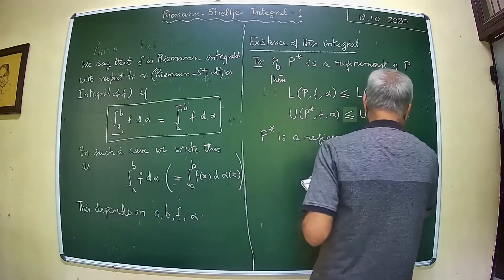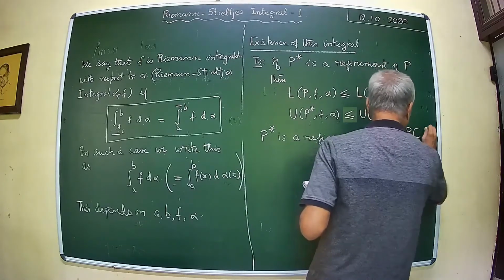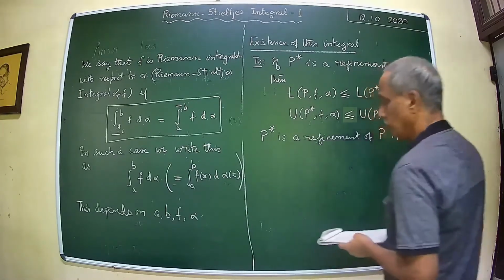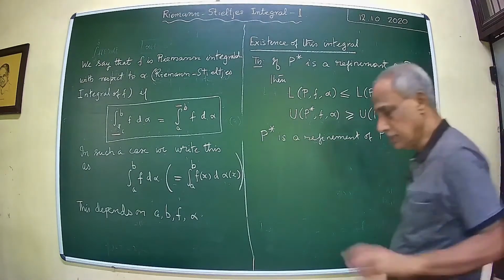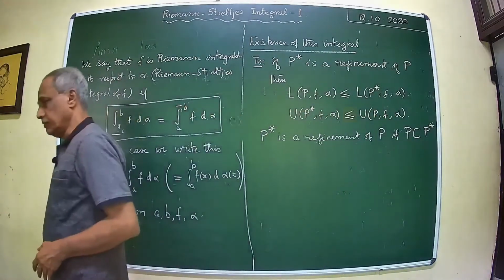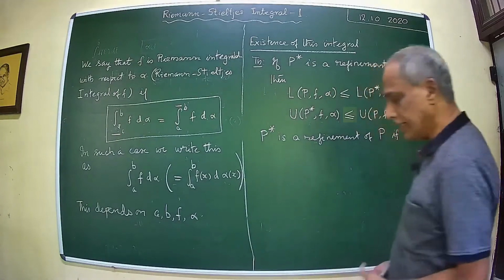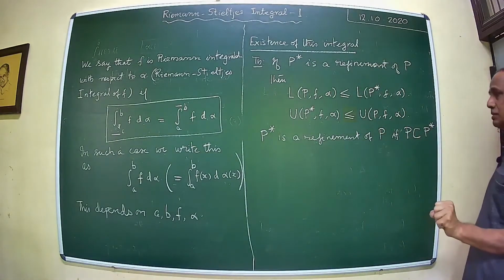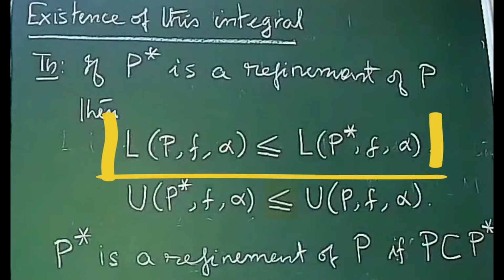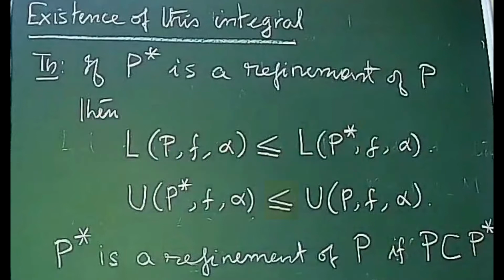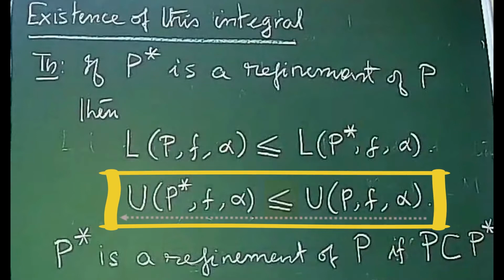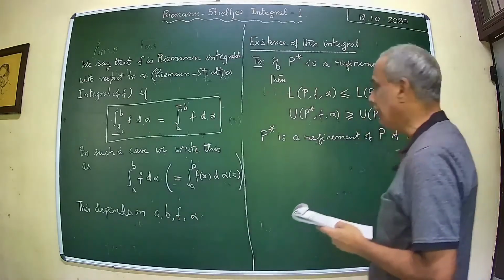If the set of points P is contained in P star, that means every point xi that is there in P is in the new partition. So that's what we mean by refinement. Under refinement, what happens is the lower sums that you compute start moving up, and under refinements the upper sums will start going down. So you can refine this with one point.